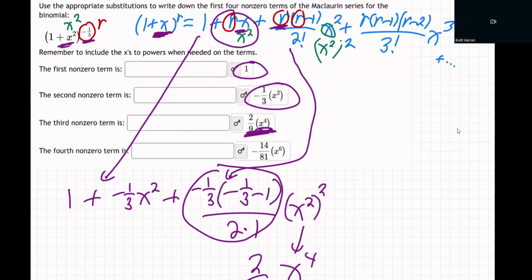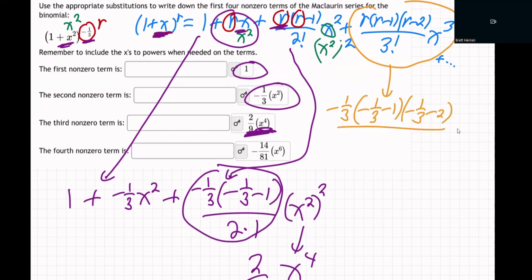The next term, which will be this one right here. So let's do it right here. R again, which is minus 1/3, minus 1, and minus 1/3 minus 2 over 3 factorial, 3 times 2 times 1, times x cubed. But what x are we plugging in there? X squared cubed, right? Because again, we're plugging in x squared. So we know it's going to be x to the sixth right here. And then what is this?